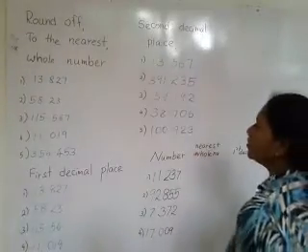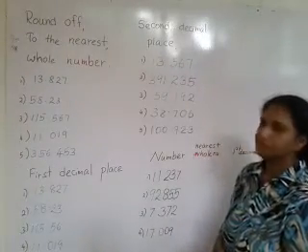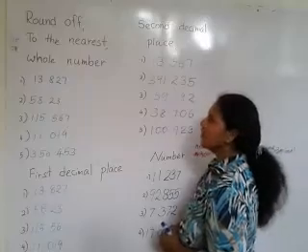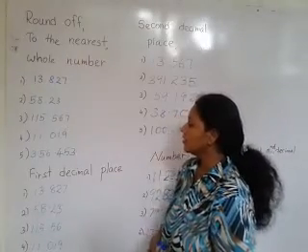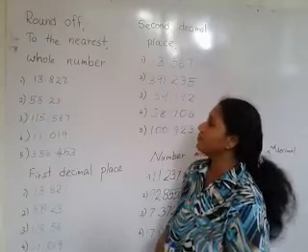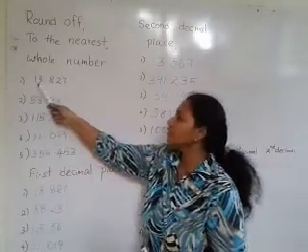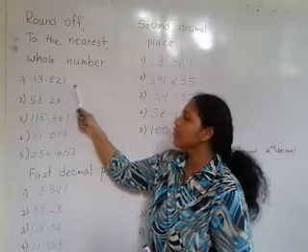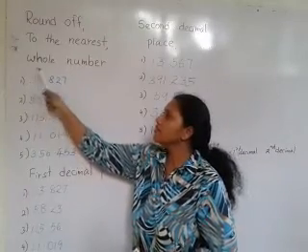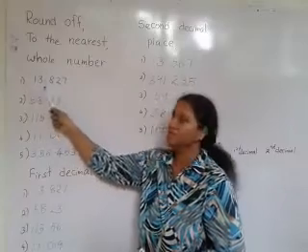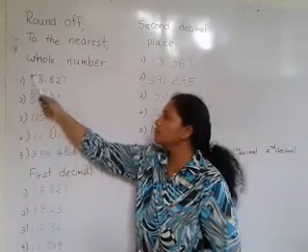We're going to round off to the nearest whole number. First of all, we have to identify which is the whole number, which is the first decimal, and which is the second decimal. So, if we consider 13.827, the digits before the decimal point are called the whole number values. Our whole number is 13.